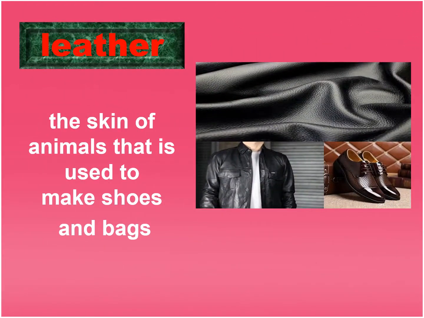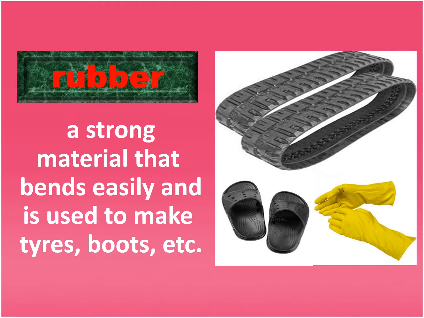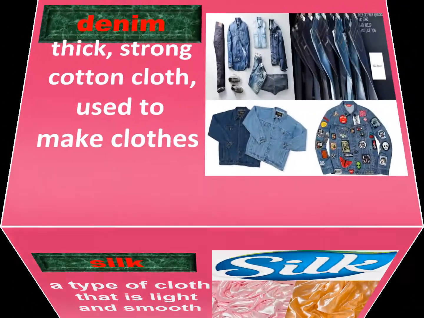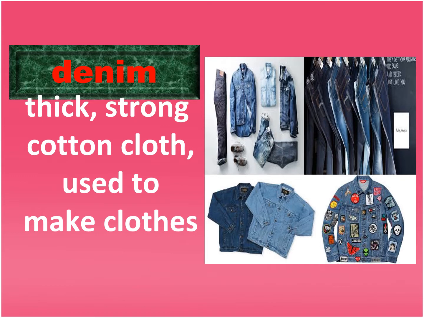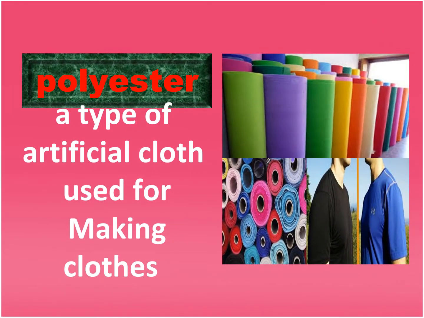Leather. That's the skin of an animal that is used to make shoes and pants. Rubber. A strong material that bends easily and is used to make tires and boots. Silk, a type of cloth that is light and smooth. Denim, a thick strong cotton cloth used to make clothes. Polyester is a type of artificial cloth, not as good as cotton, used for making clothes.